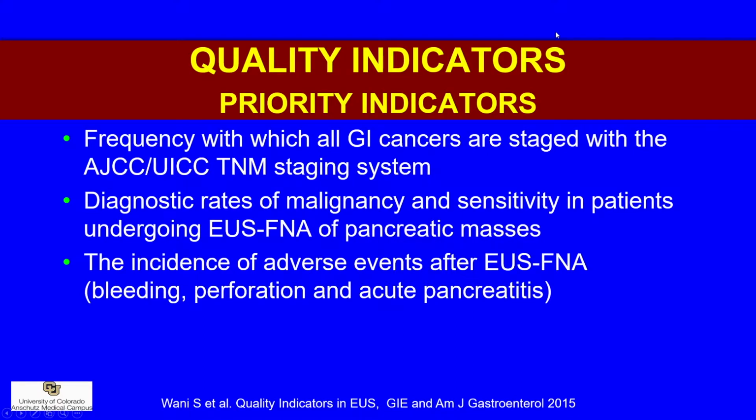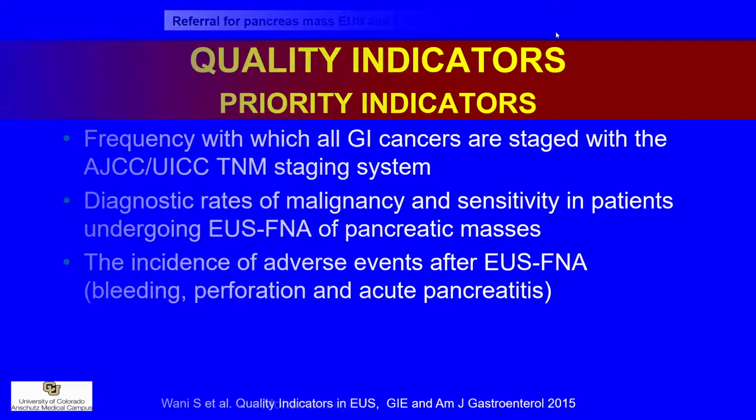These include the fact that you should be staging all GI cancers using the AJCC or the TNM classification system. When you sample pancreatic masses, you should be measuring your diagnostic yield and sensitivity. And finally, you should be monitoring your adverse event rates in your practice.